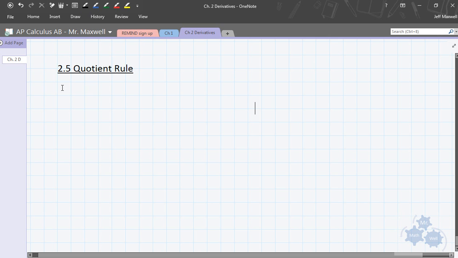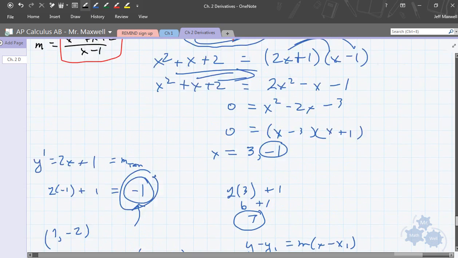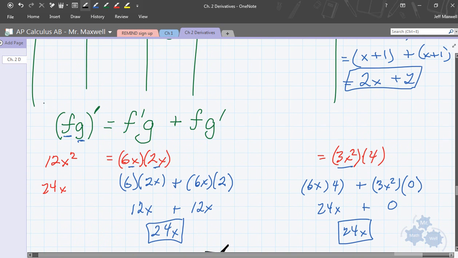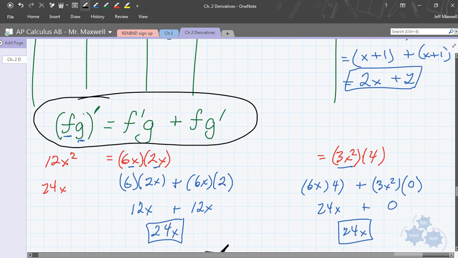Okay, so the quotient rule. Remember with the product rule, we'll just zip back to the product rule. We had a special situation when we're talking about the multiplication of two functions, or multiplication of two separate terms like this, 6x times 2x. We can't just take the derivative of each and multiply the derivatives. That didn't work. So we had some special arrangement for the product rule.